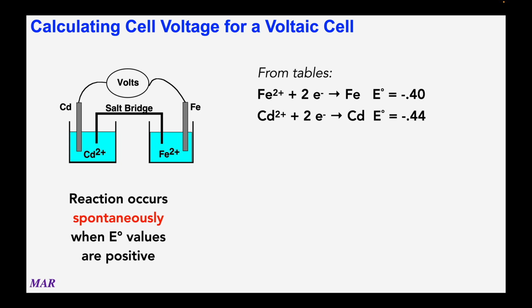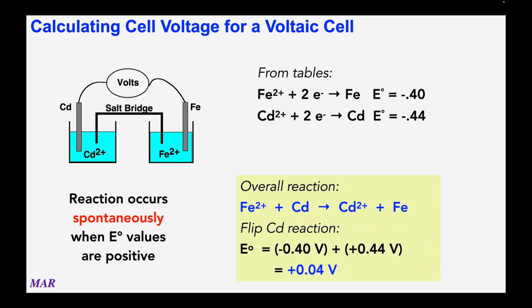However, if you flip the second reaction, you make cadmium going to cadmium 2 plus, now you're going to get a positive 0.44 volts when you flip it. And you add that to the negative 0.40 volts, positive 0.44 minus 0.40 still gives you the very small, however still positive, 0.04 volts. So in order to get that value, we flip the cadmium reaction around.